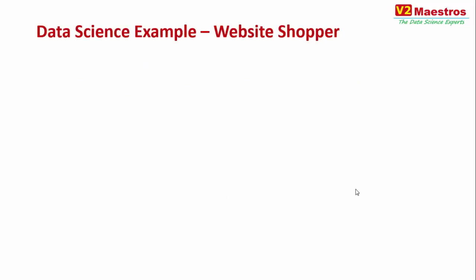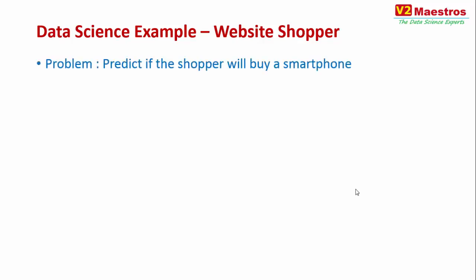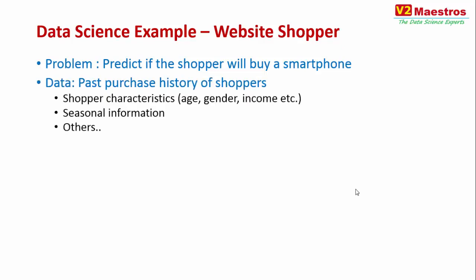Here is an example of what a website shopper would do in the case of a data science example. The problem would be to predict if the shopper will buy a smartphone. And what you're going to do about it? You get all the past purchase history of all the shoppers, right? You collect shopper characteristics like age, gender, income level. You collect seasonal information when they do buying, like what kind of things they buy during winter versus summer versus Halloween versus Valentine's Day. You collect all those relevant data that is there.